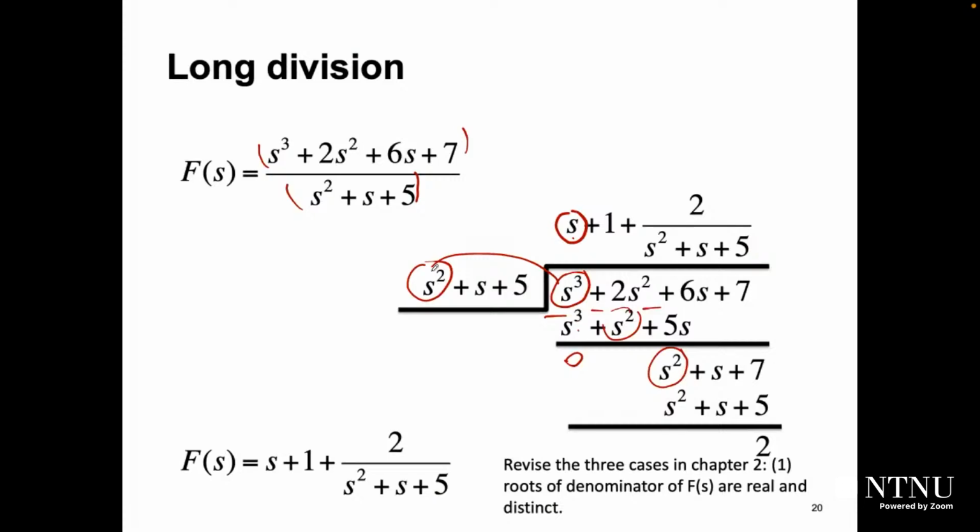So s squared divided by s squared, you will get 1. Multiply, so it will be s squared plus s plus 5. Subtract. This one will be 0. This one will be 0 plus 2. So now we have the remainder. So we can say that f of s will be s plus 1 plus 2 divided by that part.